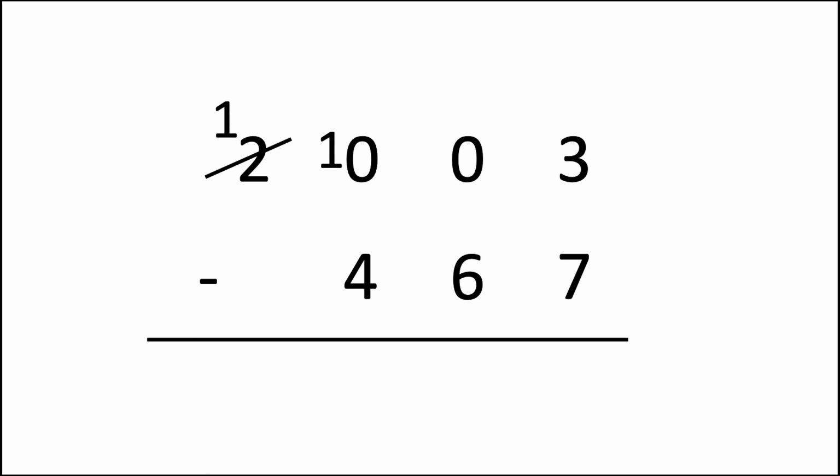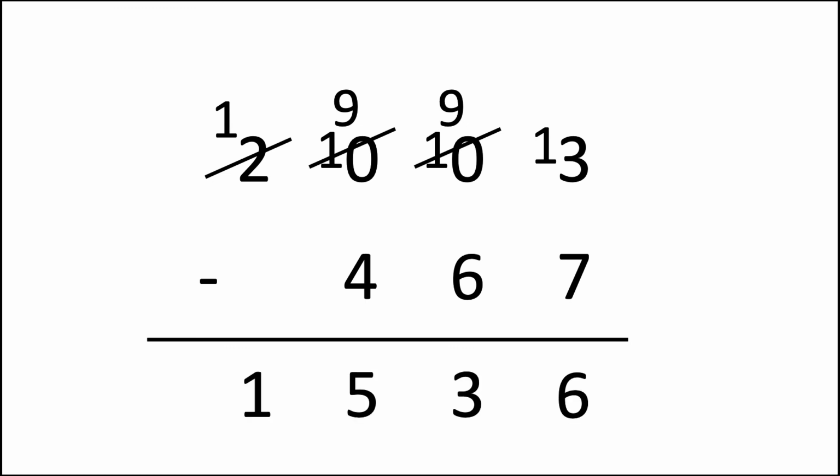So the 2 becomes a 1, and the far left 0 becomes a 10. Now we have enough 1s to borrow a 1. We cross that out, that becomes 9. Give a 1 to the first 0. Cross that out, that becomes a 9. Give a 1 to the 3, so the 3 becomes a 13. Now we can proceed with the subtraction. 13 take away 7 is 6. 9 take away 6 is 3. 9 take away 4 is 5. Bring down the 1.